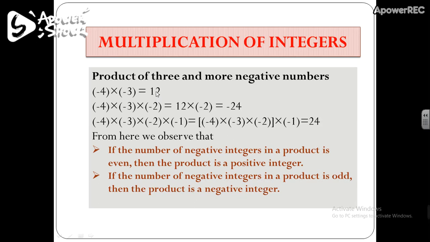So in the first one and the third one we have 2 negative integers and 4 negative integers, and 2 and 4 are even numbers, so the answer we get is a positive integer. And in the second one we have 3 negative integers and 3 is an odd number, so the product we get is a negative integer. So in this way you can multiply any number of integers.